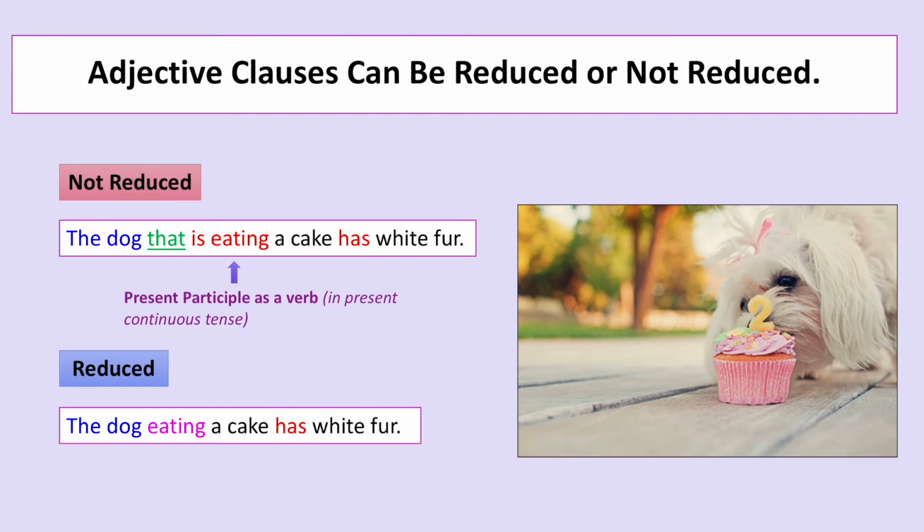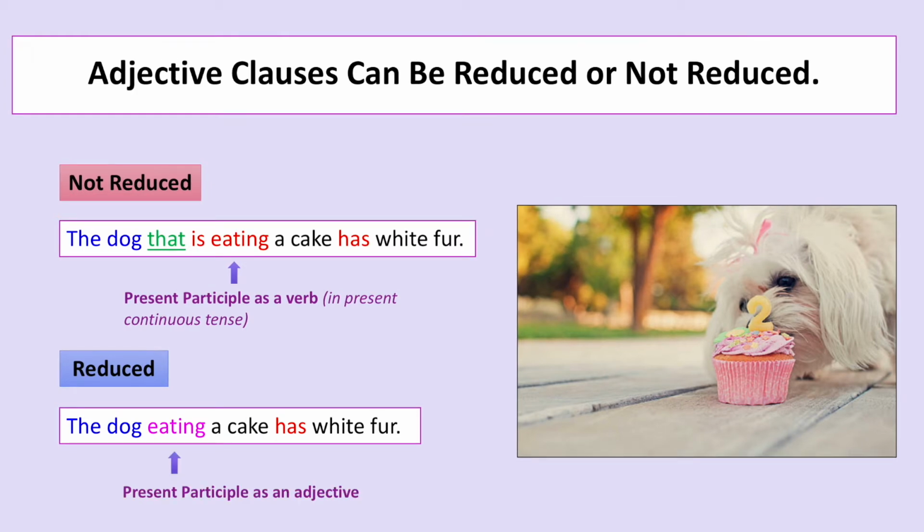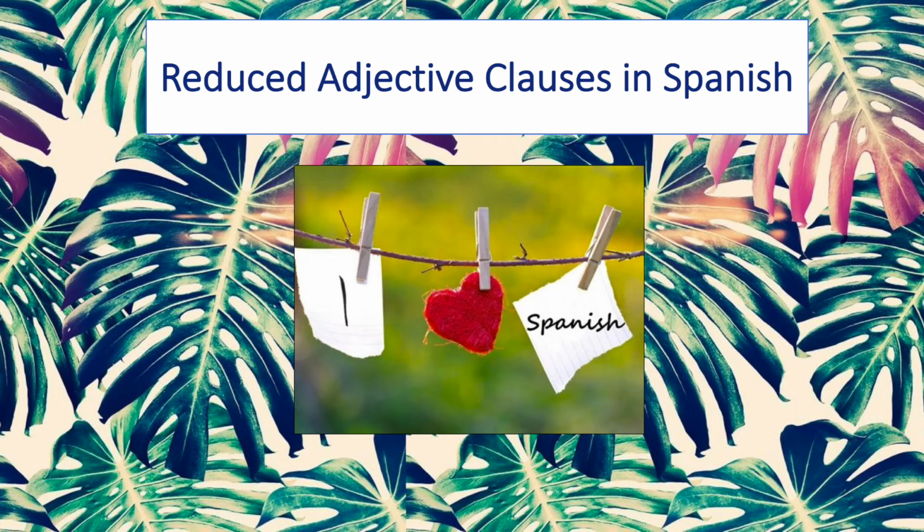An example of a reduced adjective clause is the dog eating a cake has white fur. Here we can see a present participle used as an adjective. Eating in this sentence is an adjective. It is not a verb, and we know this because there is no be verb in front of the present participle. Reduced adjective clauses might seem confusing, but this is just a review from level 8.